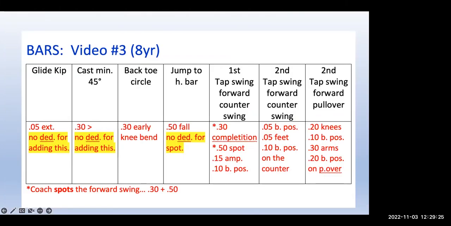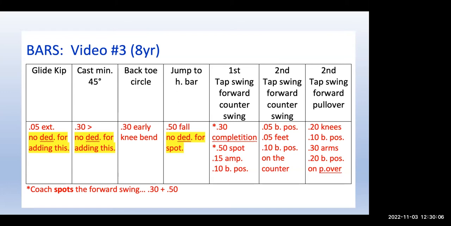There we go. All right, so she did her kip cast. She had execution errors, but she didn't need to start there, but she had to get to the back toe circle. So no deduction for adding, but we took execution. So the cast, we took 3/10 before the toe circle. And if you notice, the toe circle had execution and the early knee bend. So it totaled 3. The jump to the high bar section, she fell. So the coach grabbed her to keep her safe. That's what the coach is supposed to do. We don't deduct for the spot there, but she still took 5/10 for the fall.